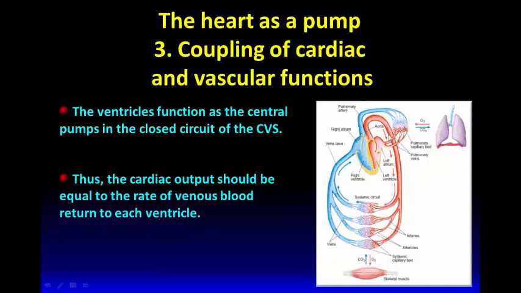Because the cardiovascular system is a closed system through which blood circulates, and the ventricles function as the central pumps of the cardiovascular system, the cardiac output should be equal to the venous blood return to each ventricle. Left ventricular cardiac output is equivalent over time with the right ventricular return, venous return.